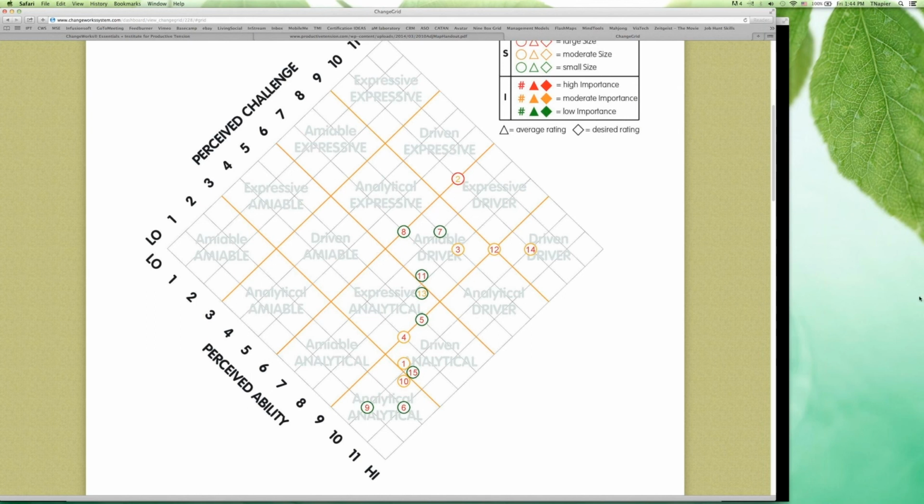So what do you think? What would you think the primary energy should be? Right now, expressive driver, driven expressive. Where do you think? Okay, and you guys are saying, I'm seeing half of you say driven analytical and half of you are saying analytical driver.